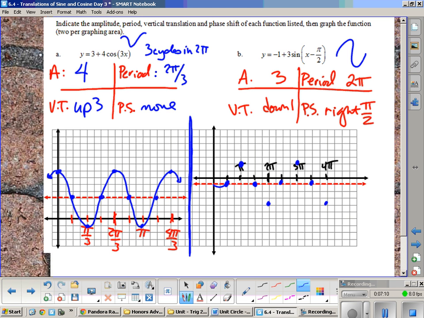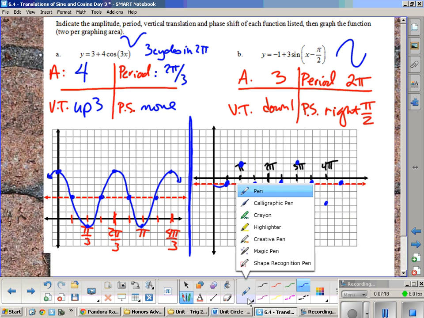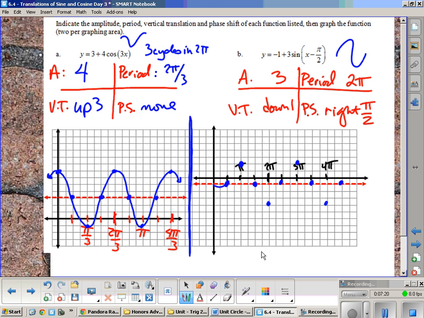Some people have found, if you're having a hard time with the phase shift, you may want to graph everything very lightly in pencil. Graph it the way it is, and then slide and move these points over and plot the new points. Then when you plot the actual graph, you can get a sense of exactly where it's supposed to go. Not a bad idea. We'll save that for tomorrow.